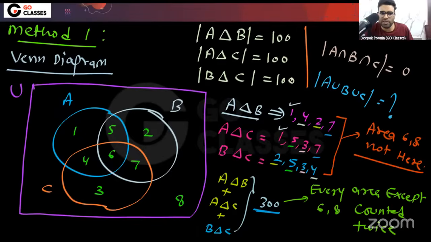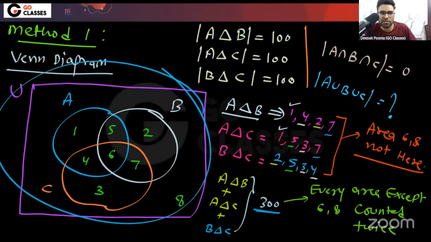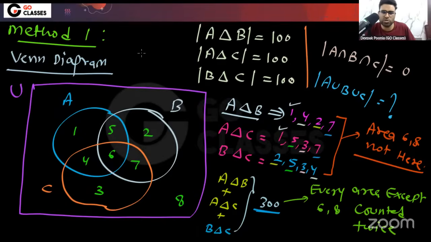See, this is a beautiful method, this Venn diagram method. First, you make the Venn diagram. In any set theory question, if your question has sets, then you can think about a Venn diagram. Most probably a set theory question you can solve using the Venn diagram. So you make the Venn diagram, you label the areas, and once you label the areas, you can easily solve the question.